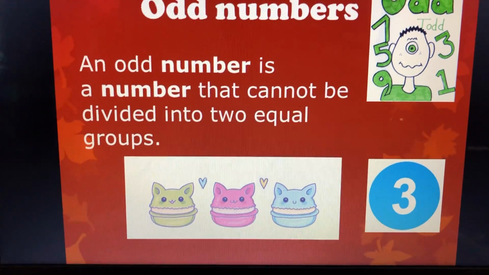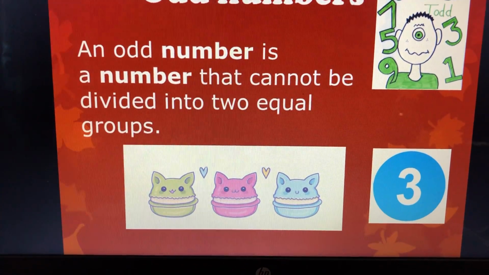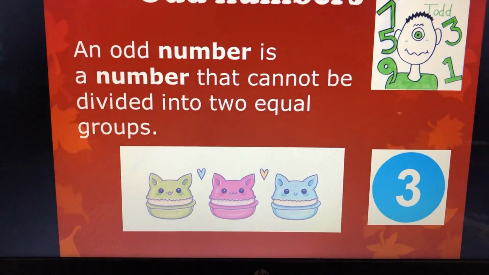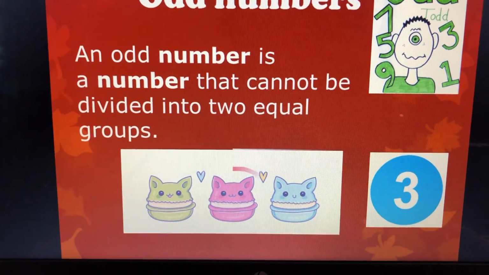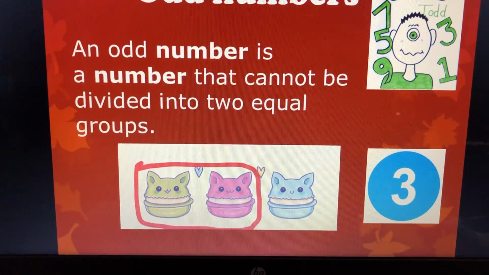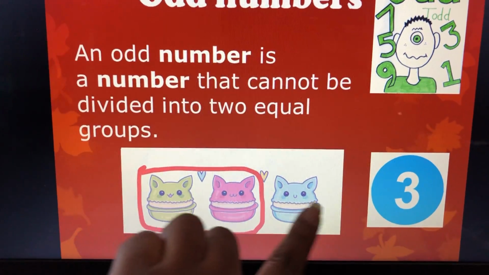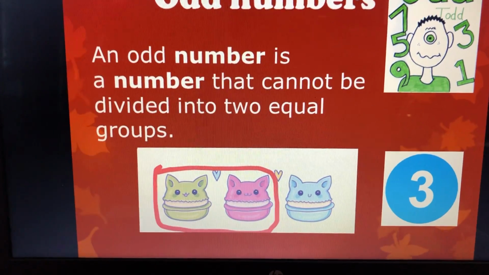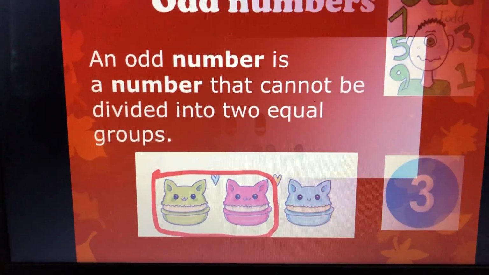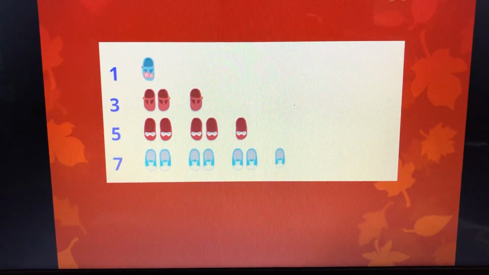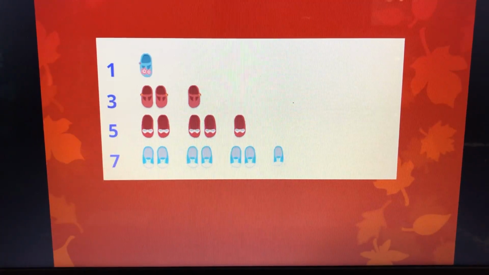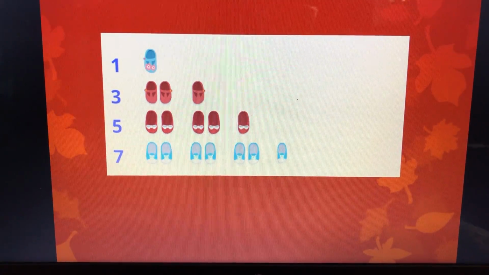Now, if I was supposed to divide this 3 in two equal groups, what would I have? So I would have 2 over here and 1 over here. This means that the number 3 is an odd number. So other odd numbers are like 1, 5, 7, and 9. 9 is not here, but 9 is an odd number.